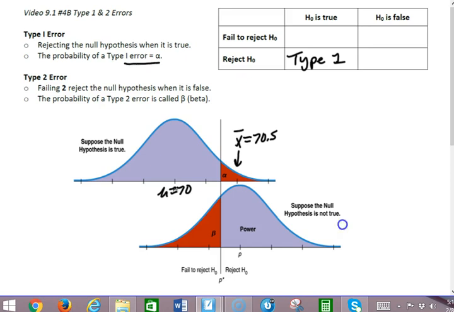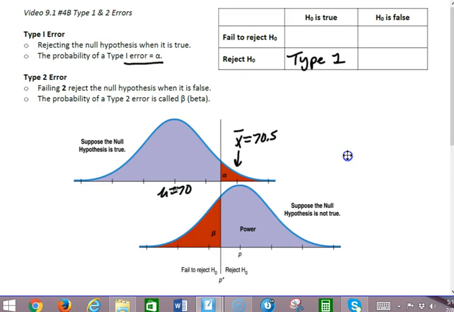So if alpha is 5%, then this type of error would happen 5% of the time. 5% of the time I would get a sample that has a probability of falling in this 5% region. And so that would be our probability of a type 1 error.